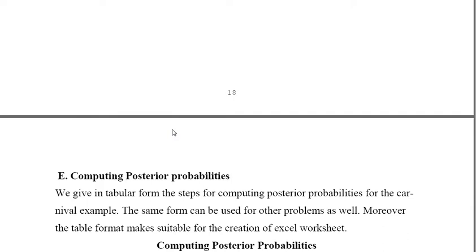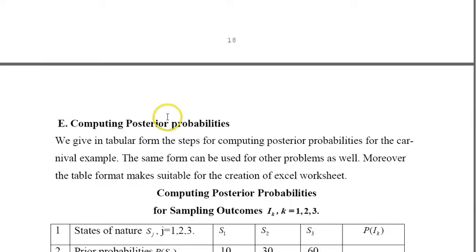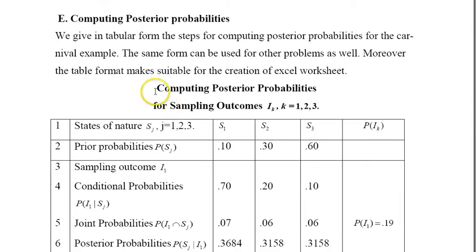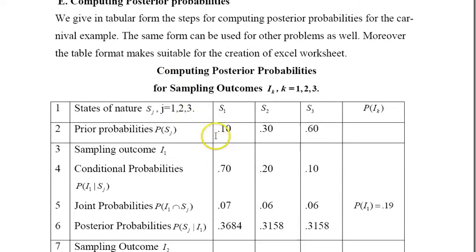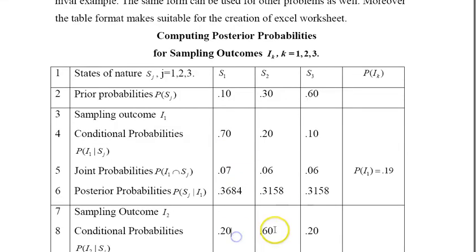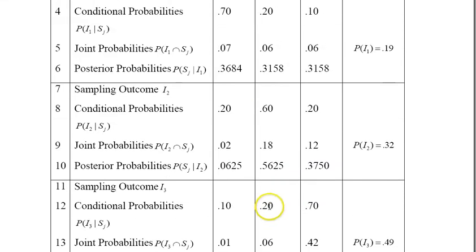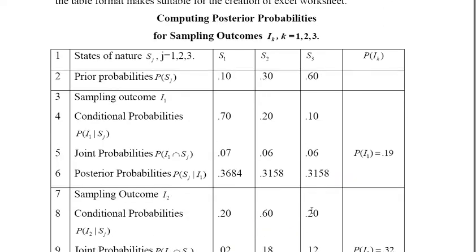So we talked about computing posterior probabilities. Remember, we had the prior probabilities. We had 0.1, 0.3, 0.6, and 0.2, 0.6, 0.2, and 0.1, 0.2, 0.7. So we're going to compute from these the posterior probabilities. And also we have the sampling, the state of nature probabilities as 0.1, 0.3, 0.6. So we're going to use that for each row separately.